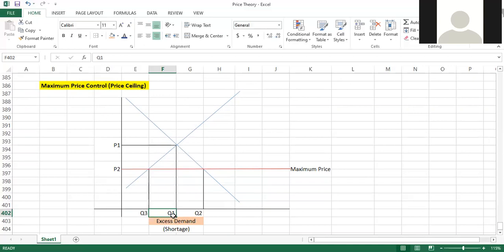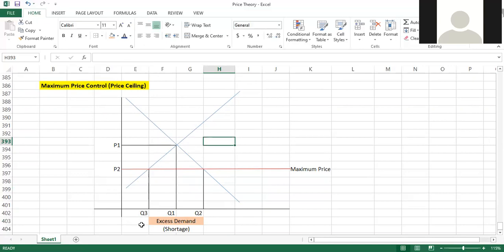Immediately after imposing the maximum price, why did this happen? Because earlier, before introducing the maximum price, Q1 was there. The quantity is not immediately lost. Then what is mainly happening? Suppliers are not willing to sell. They hide the stock.